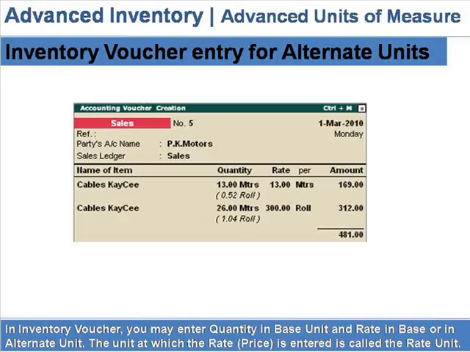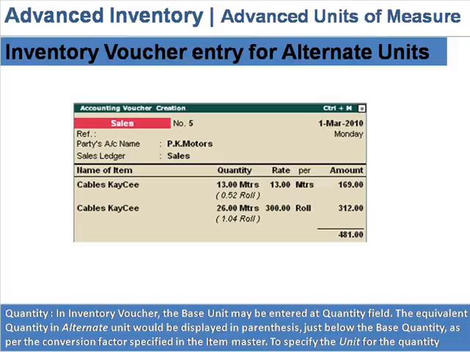Inventory voucher entry for alternate units. In inventory voucher, you may enter quantity in base unit and rate in base or in alternate unit. The unit at which the rate is entered is called the rate unit. Quantity. In inventory voucher, the base unit may be entered at quantity field.